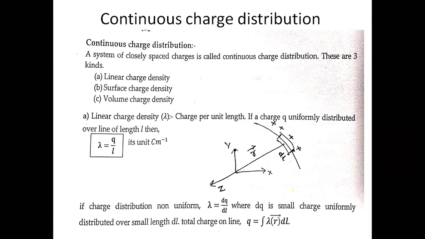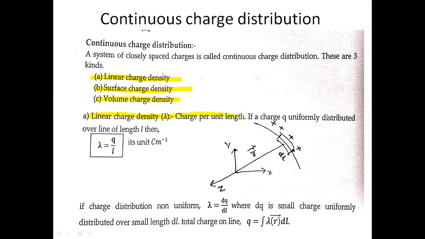So these are of three kinds here. The first one is linear charge density, the second one is surface charge density, and the third one is volume charge density. So let us see what is linear charge density. Linear charge density is denoted by the symbol lambda, as you can see in the bracket.